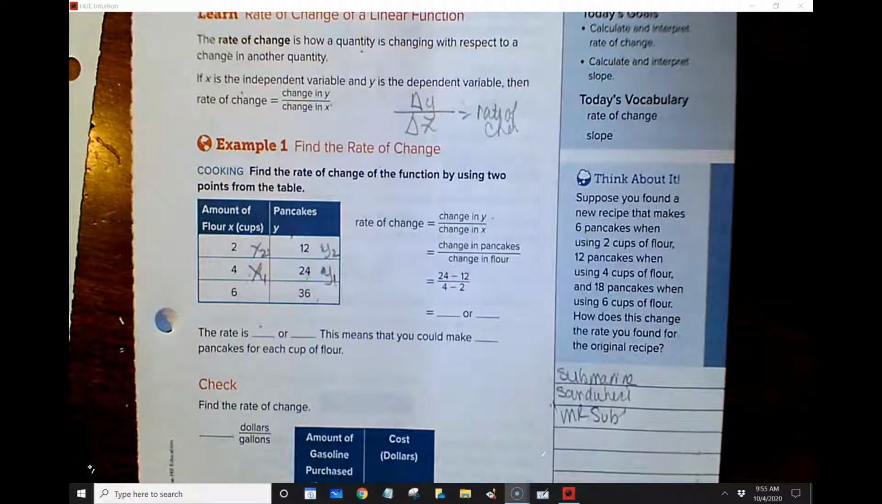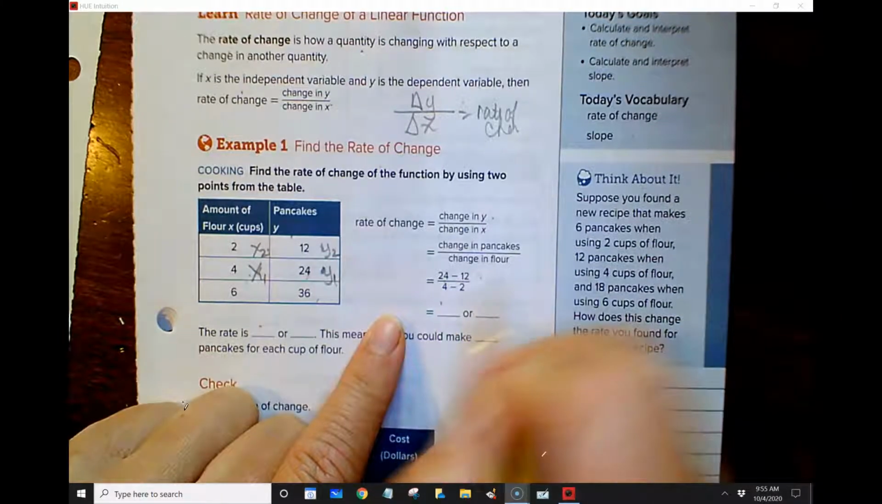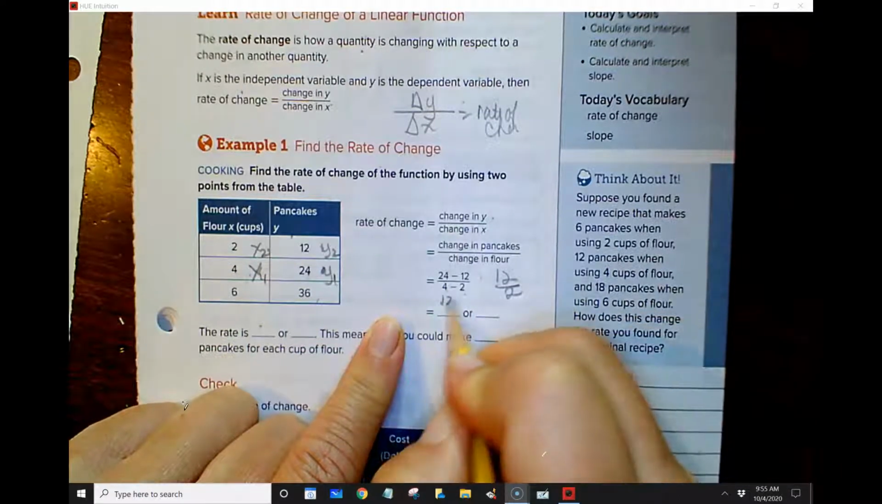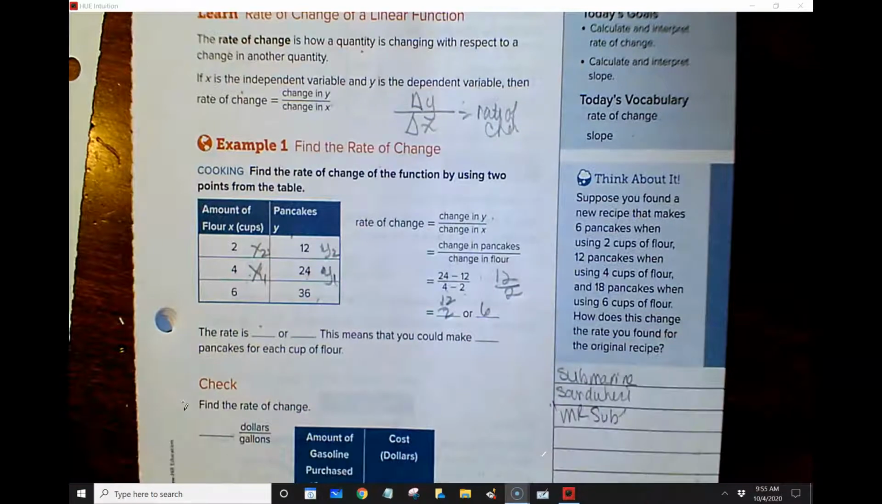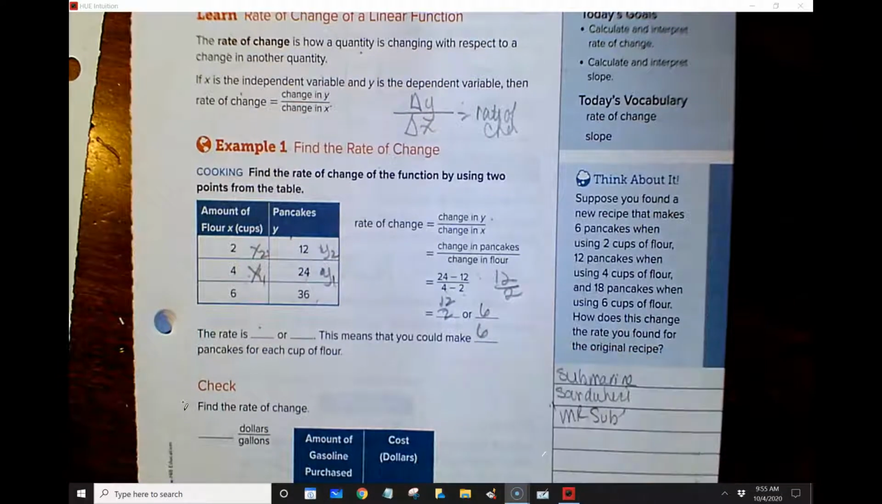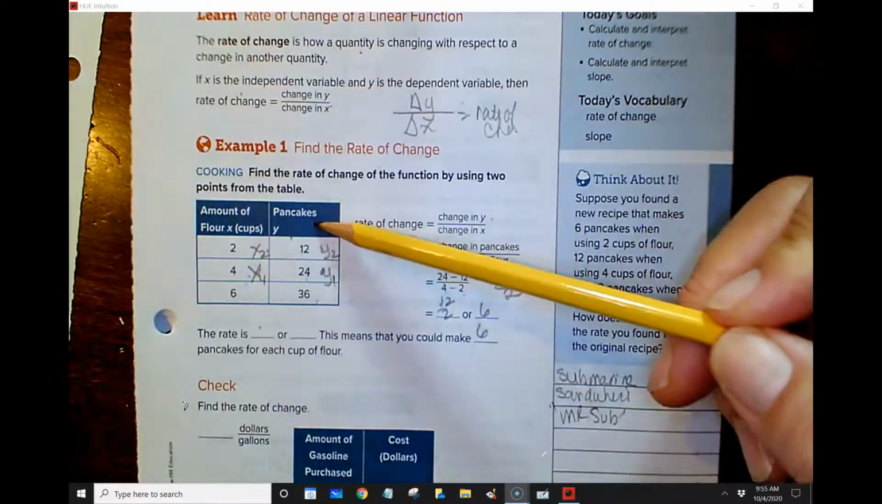So when you go ahead and do that, find out the rate of change numerically. I do 24 minus 12, which is 12, over 4 minus 2, which is 2. 12 over 2, which is fine, or just 6. This means you can make 6 pancakes for each cup of flour. That's the rate. If I'm looking at this table, amount of flour per pancakes.